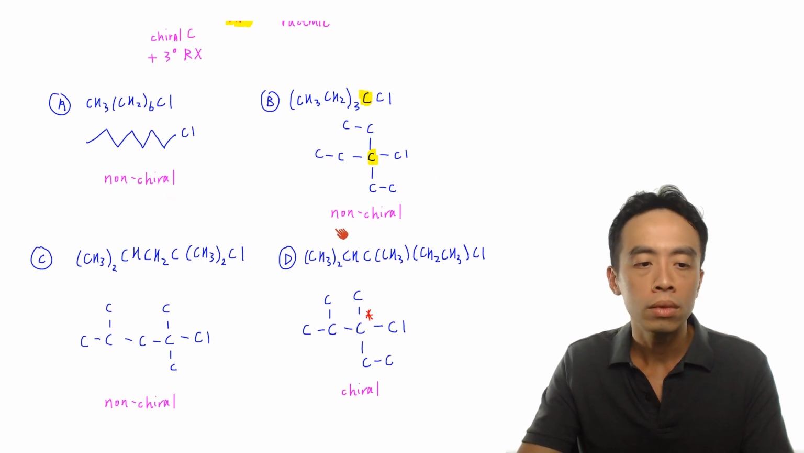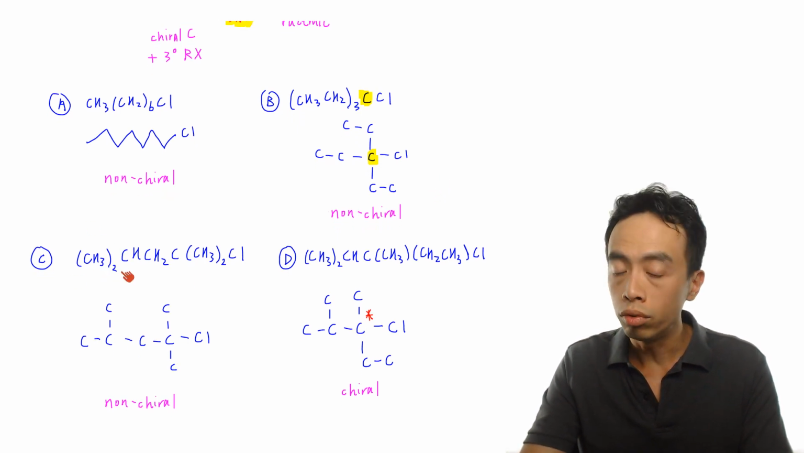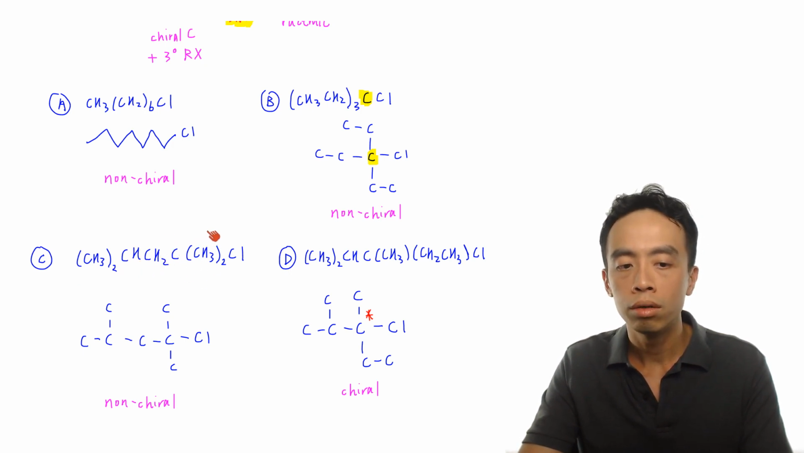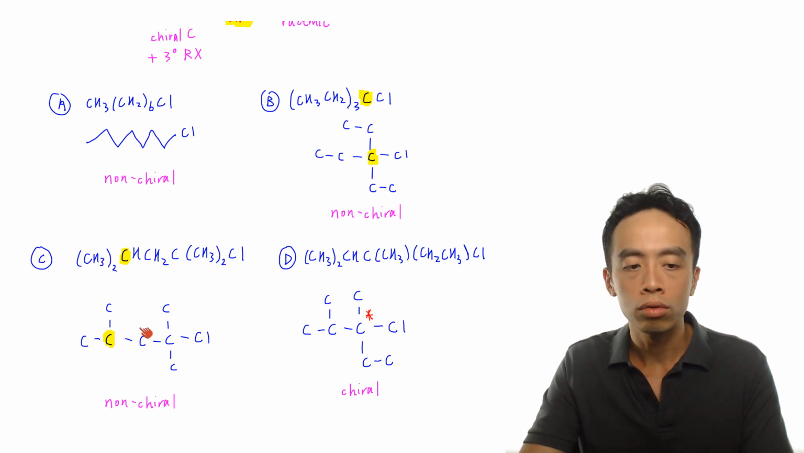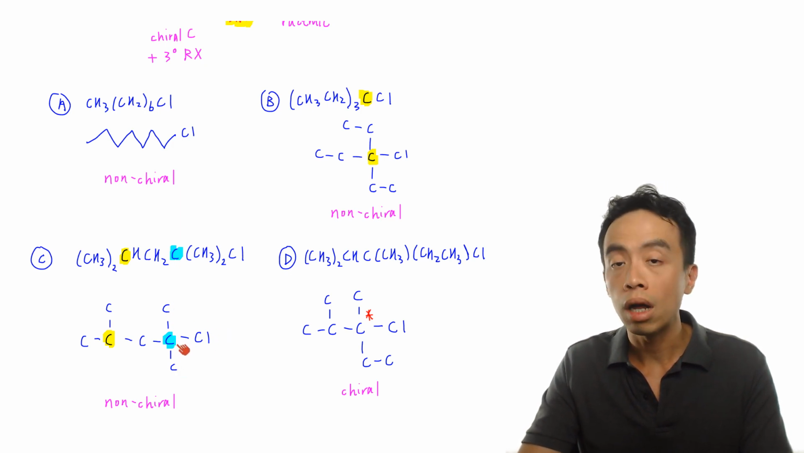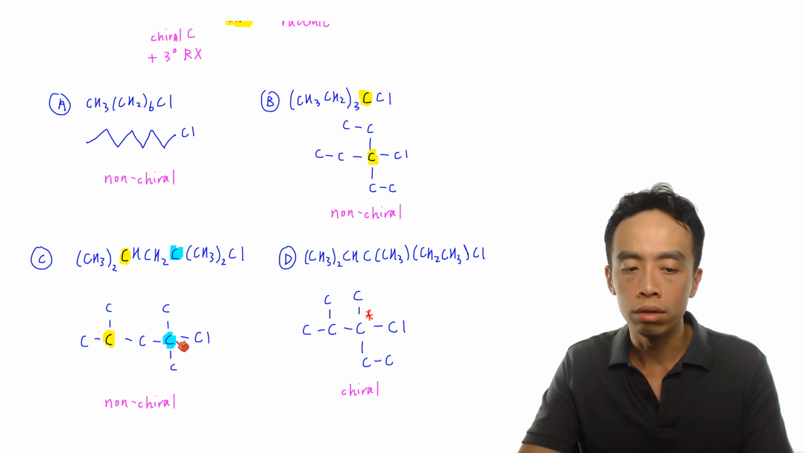Now how about C? Now C, I have a CH3 bracket 2, CH, CH2, carbon, bracket, CH3, bracket 2, and a Cl. So if I draw out this guy, it will be something like this. Maybe if I color code this yellow carbon, it is here, attached to 2 methyl groups. These are the 2 methyl groups. Then followed by CH2, which is this guy, followed by this blue carbon, which is here. This blue carbon is attached to 2 methyl groups, then followed by a Cl. Again, if you consider this blue carbon, this is non-chiral. So therefore, the product cannot give me a racemic mixture.